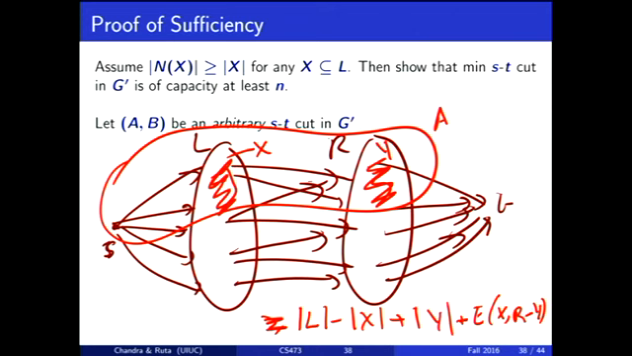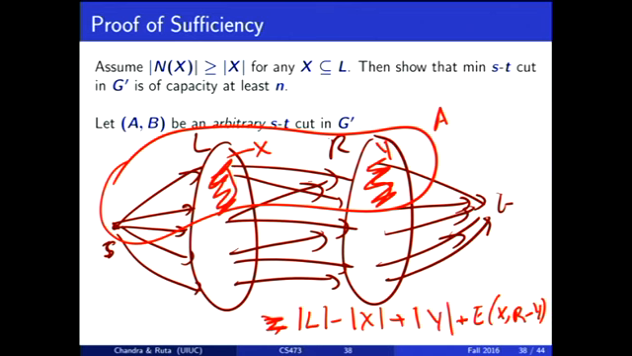If I can prove that for any cut this is bigger than size of n, then I'm done, right? Because that's what I want to prove, that every cut has capacity at least size n. So I picked an arbitrary cut, so if it is bigger than n, min cut also should be bigger than n. Is that clear? Okay. The problem is, how to bound this, right?